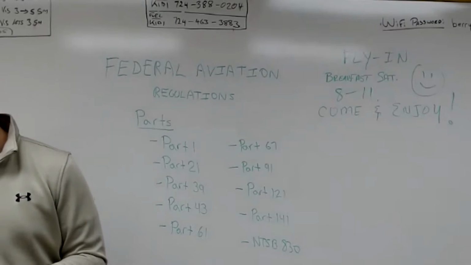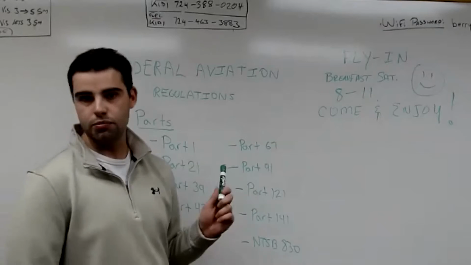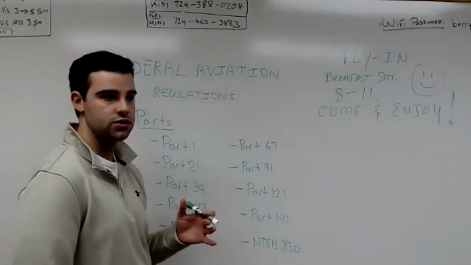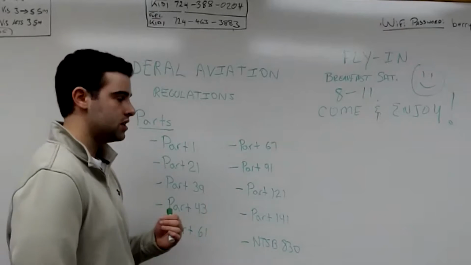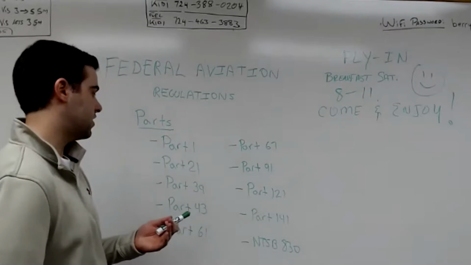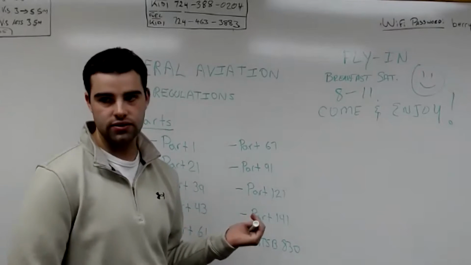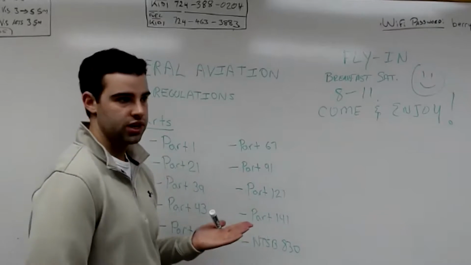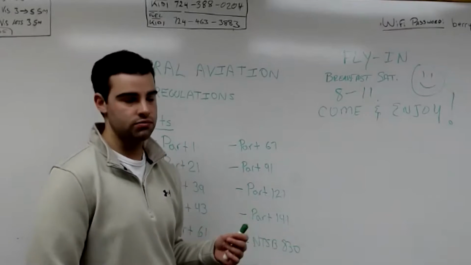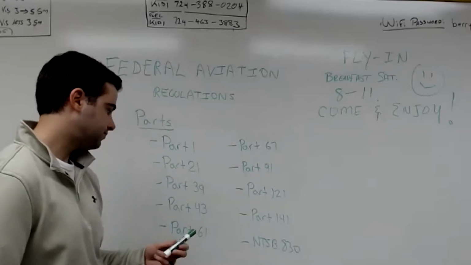Up next is part 21. Part 21 is the certification for products and parts. So basically, it's how you certify the airplane parts when you work on the airplane. It goes through the rules and procedures in doing that in accordance with the FARs. So for example, let's say the fuel filter went on the Archer. I'm not too mechanically inclined, but you can't just go to AutoZone and buy a car fuel filter and put it in there. It has to be an FAA approved part by part 21.